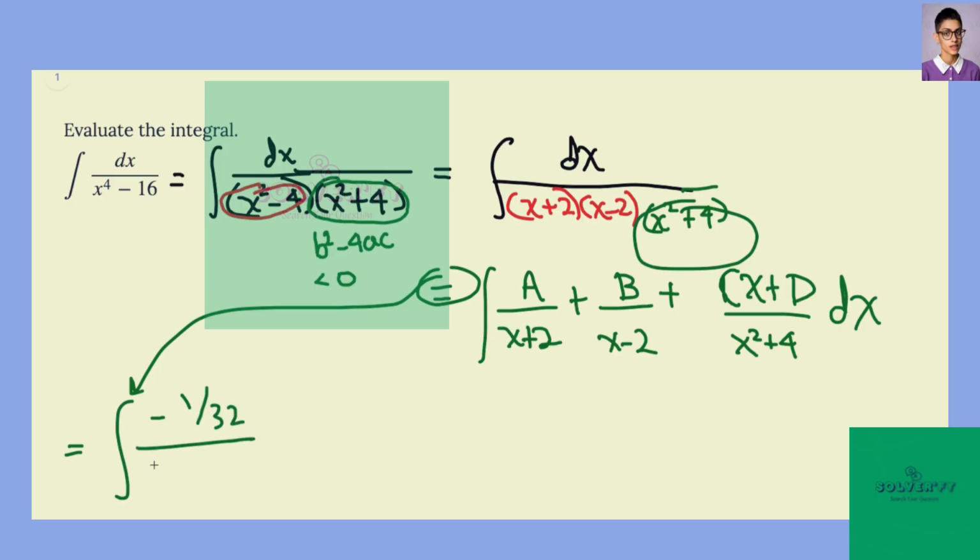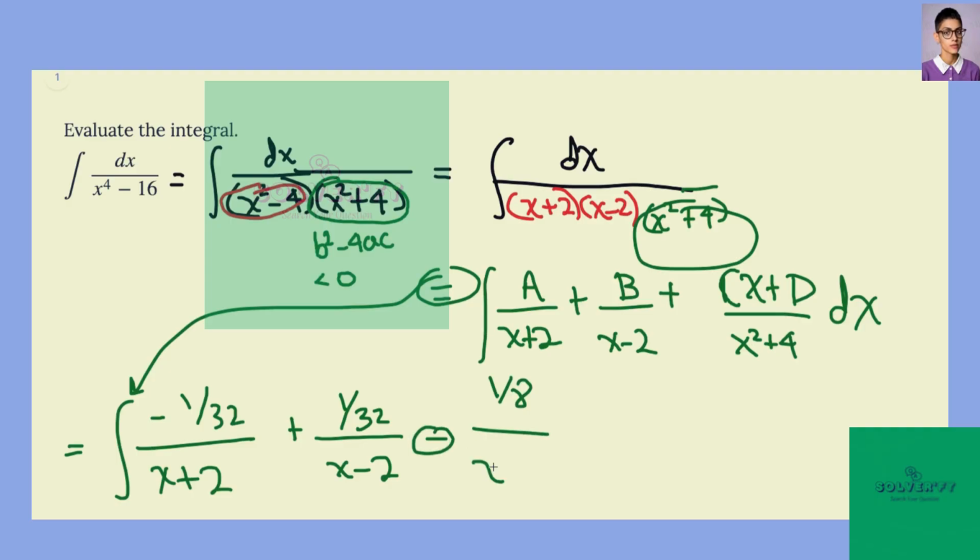So a is negative 1 over 32. B, positive 1 over 32. And then we have that c is 0 and d is minus 1 over 8. So I just pulled out the minus there. And then we have x squared plus 4. Now the first two integrals, those are easier.